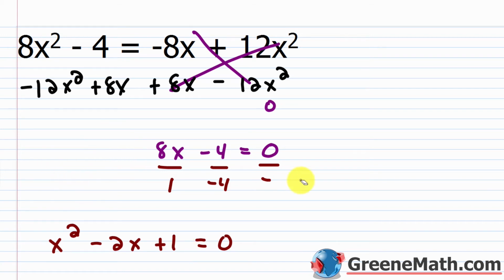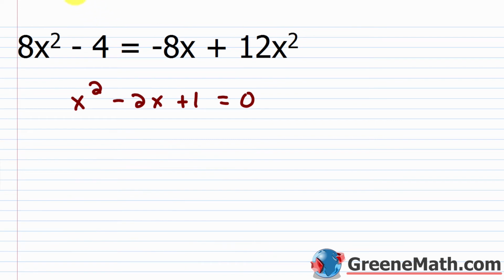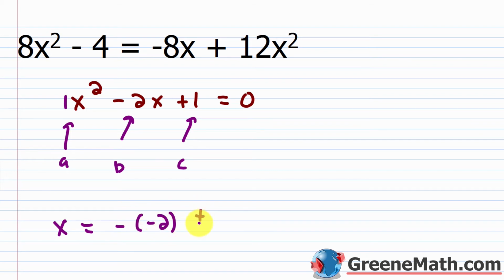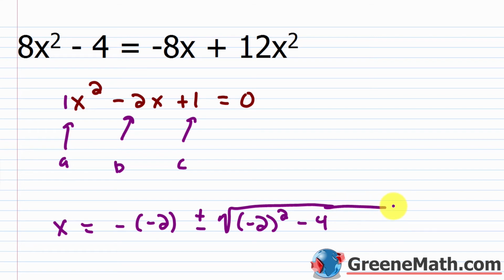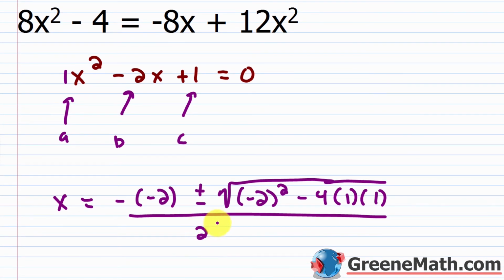So let's go ahead and erase all this. Let's drag this up. And again, let's record the values for a, which in this case is 1, for b, which in this case is negative 2, and for c, which in this case is 1. So we get x is equal to negative b, in this case b is negative 2, so the negative of negative 2, plus or minus the square root of b squared. So you're going to have negative 2 squared minus 4 times a, which is 1, times c, which is 1. This is all over 2 times a, which is 1, so 2 times 1.